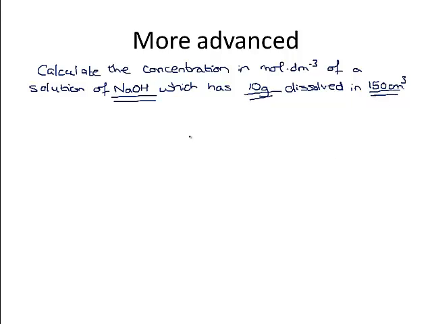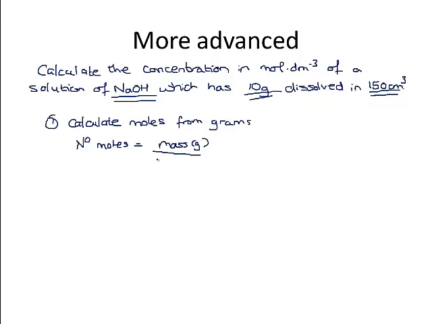We can't deal with anything to do with concentration until we've dealt with moles. So our first step is to calculate moles from grams. So number of moles equals the mass in grams divided by the relative formula mass, sometimes called MR. So in this case we take our 10 grams divided by 40, which is the RFM of sodium hydroxide, which gives us 0.25 moles.